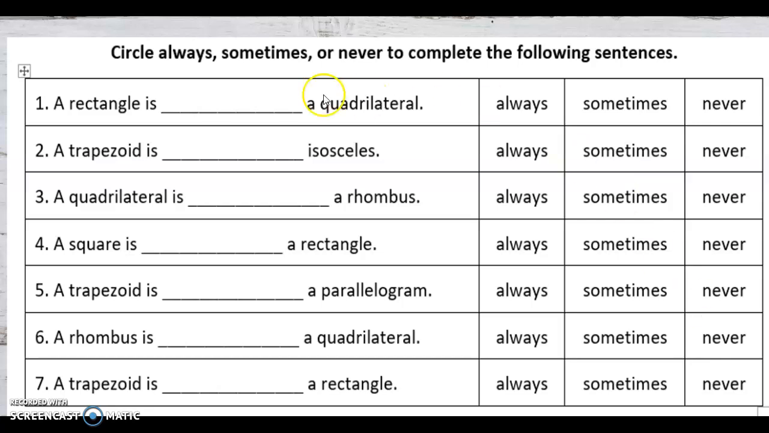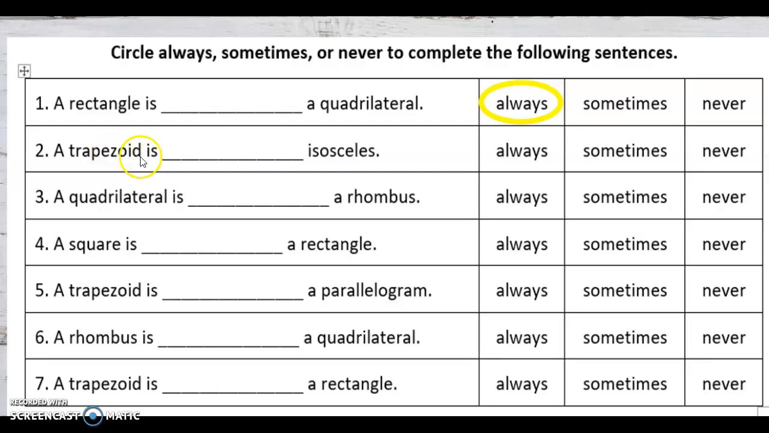Go ahead and try some of these always, sometimes, or never sentences and see if you can get these right before I put the answer up. So use your chart with the arrows. A rectangle is always, sometimes, or never a quadrilateral. So a rectangle, we're starting down and we're going up on that chart, and that is always when you're going up. A rectangle is always a quadrilateral.